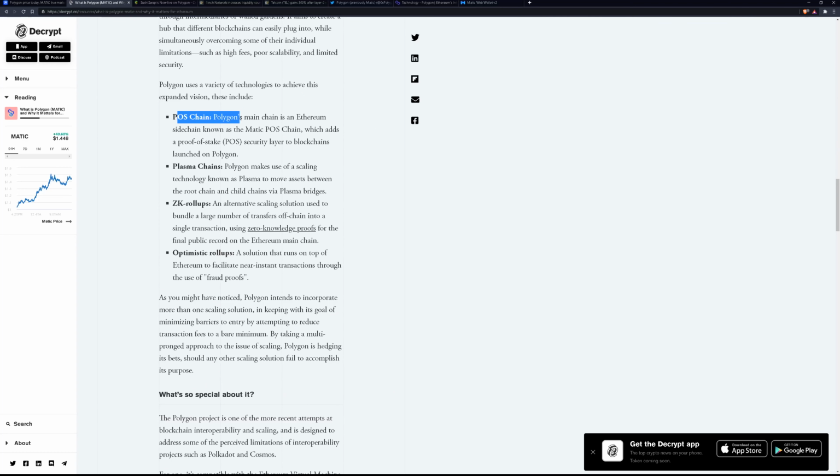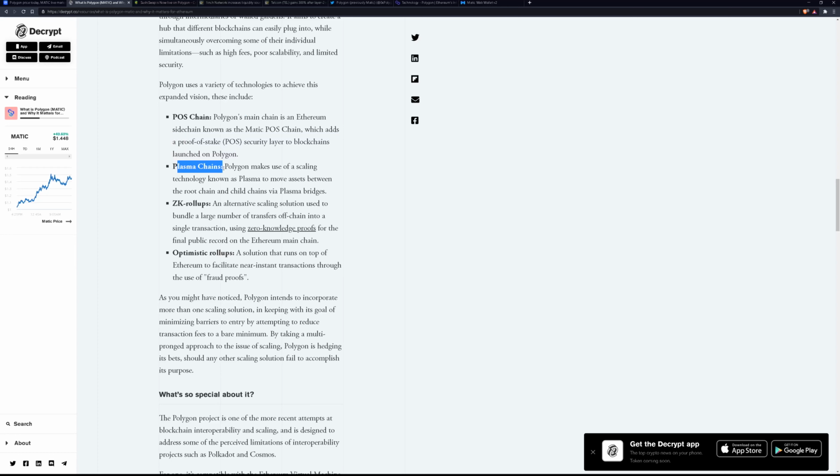There's the proof of stake chain. Polygon's main chain is an Ethereum side chain known as the MATIC proof of stake chain, which adds a proof of stake security layer to blockchains launched on Polygon. We all know how proof of work is not so eco-friendly, and proof of stake is kind of the way to go now. It's more efficient, it's faster, it's eco-friendly. So this is a bullish sign for Polygon at this very moment.